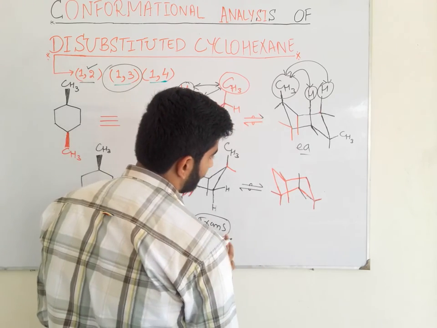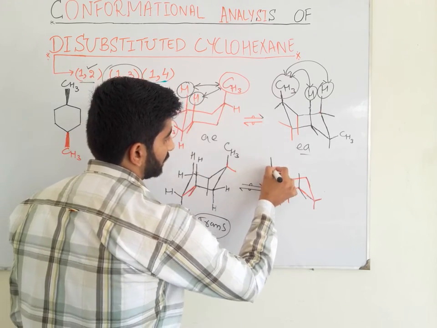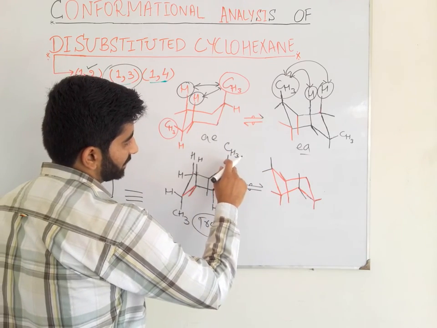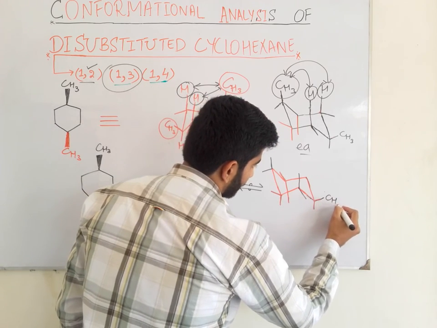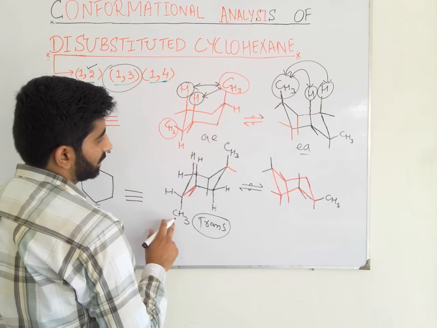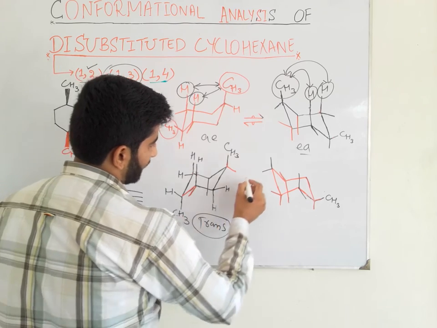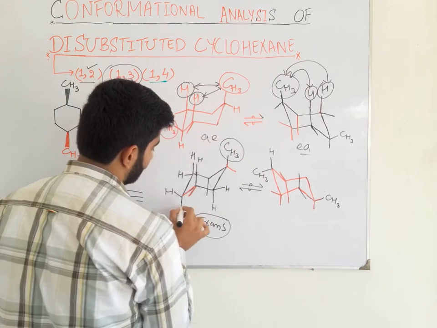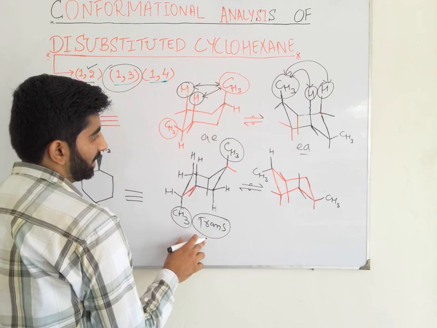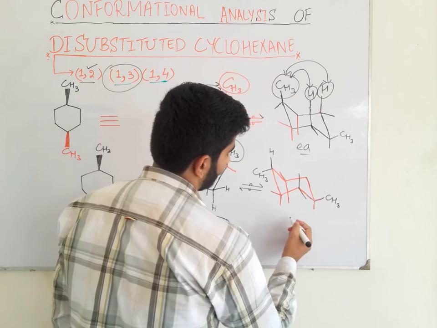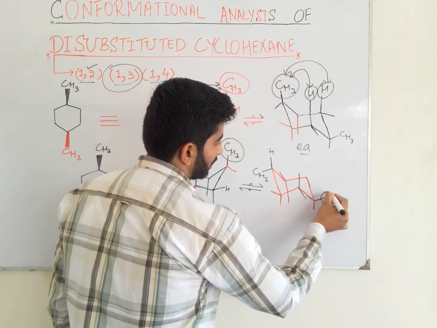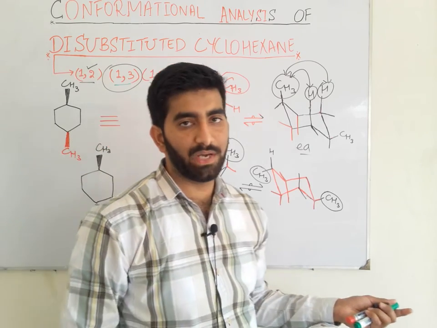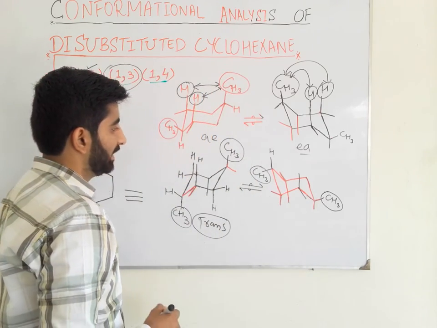When we flip this conformation, we get another conformation in which this methyl group becomes equatorial up, and this methyl group becomes equatorial down. So this methyl group is axial up, this methyl group is axial down. So it is our trans-1,4-dimethylcyclohexane chair conformation, and in the flipped form, this methyl group is equatorial up and this methyl group is equatorial down. So it is EE 1,4-dimethylcyclohexane.